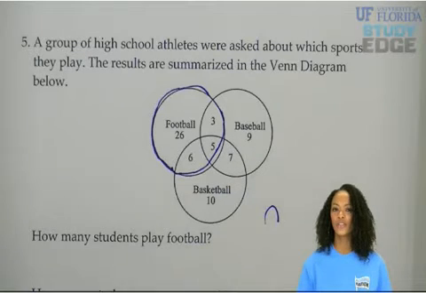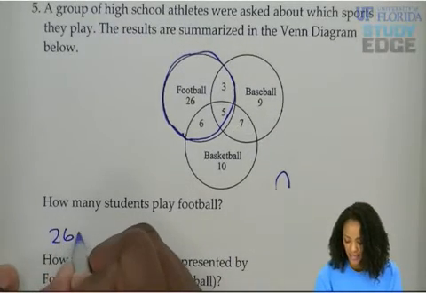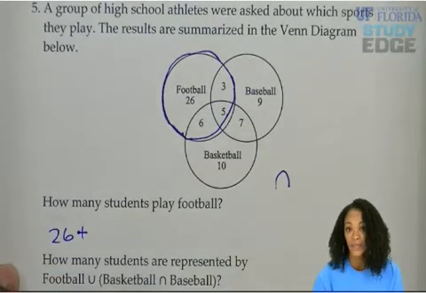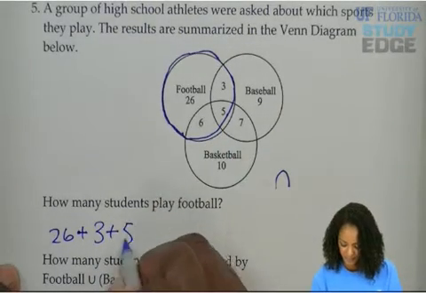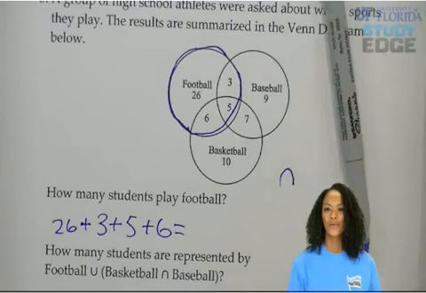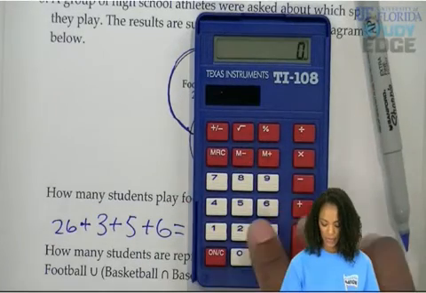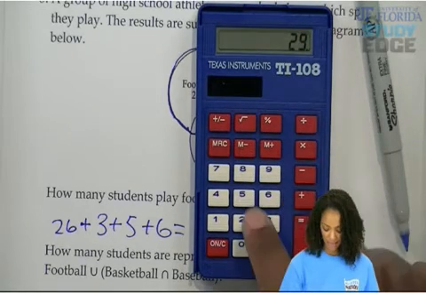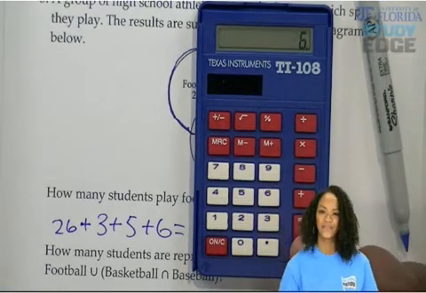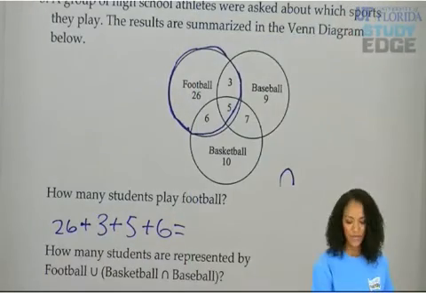Now, to figure out how many students play football, all we have to do next is add them all up. So we'll have 26 plus 3 plus 5 and then plus 6. Okay, let's whip out our calculator to calculate those numbers. We have 26 plus 3 plus 5 plus 6, and we get 40. So 40 of the athletes that they asked played football.